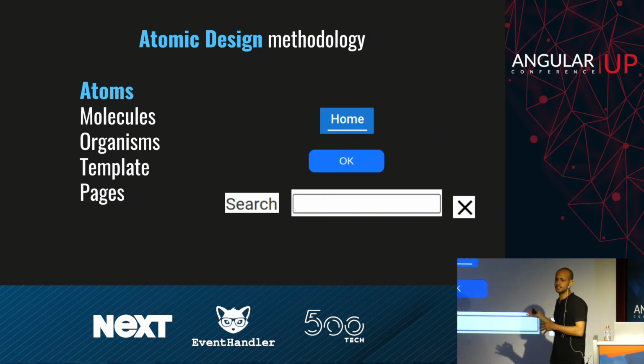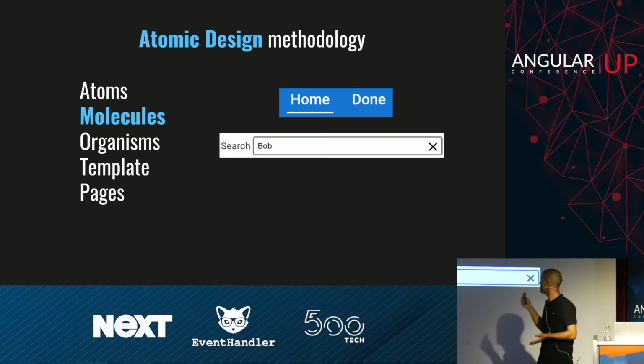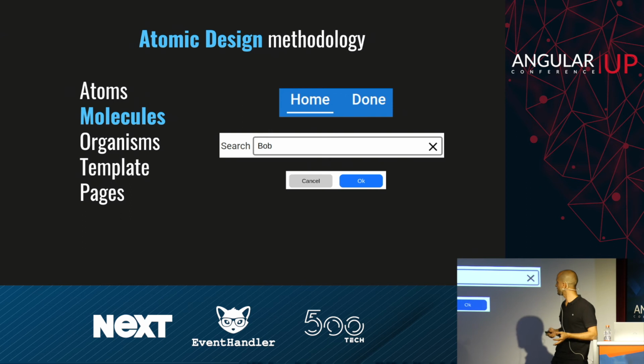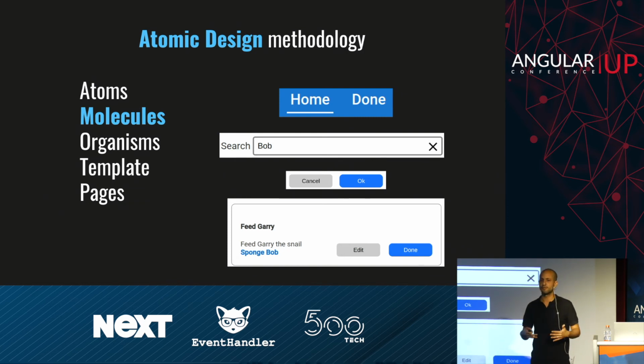We can assemble these into more complex components like molecules. This would be taking two links and creating a navigation bar from that, taking a label, a text box, and an icon button and creating a search component from that, getting a couple of buttons and creating a button group, and creating more complex molecules out of these molecules. Organisms are more complex parts of the application, usually standing on their own.